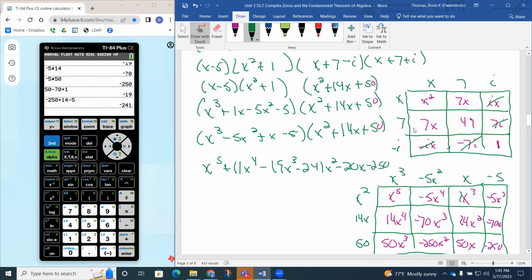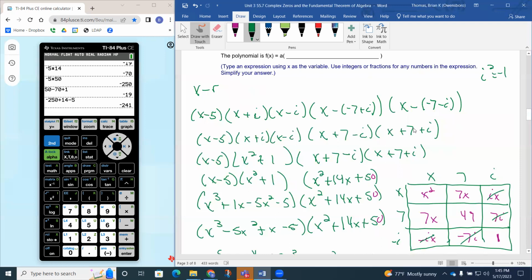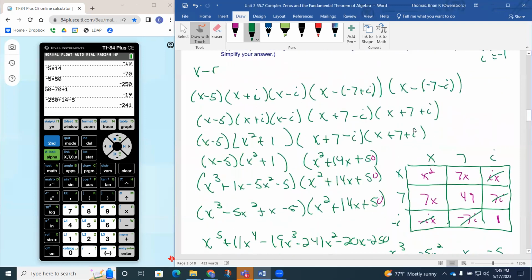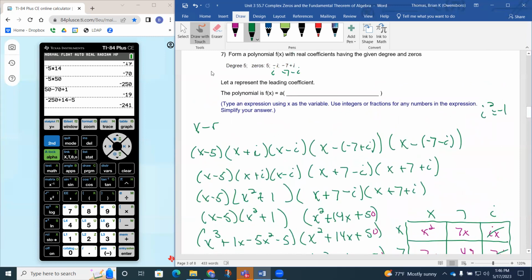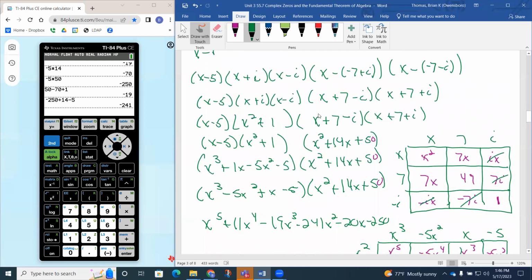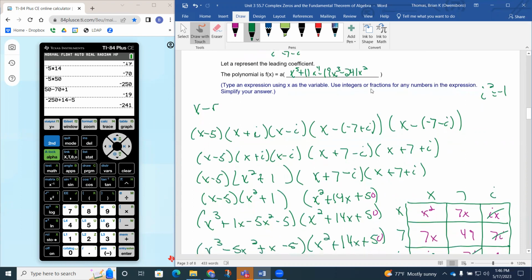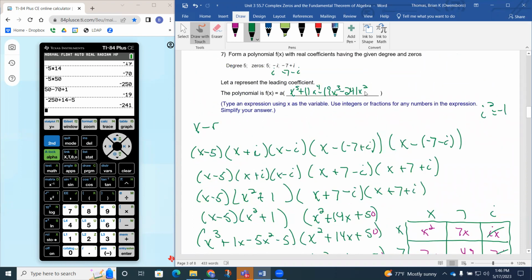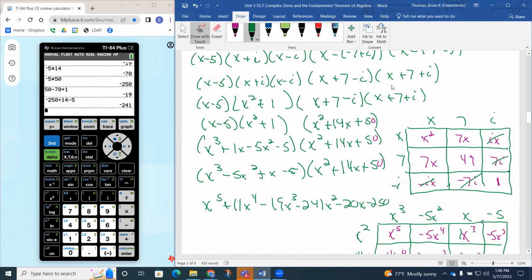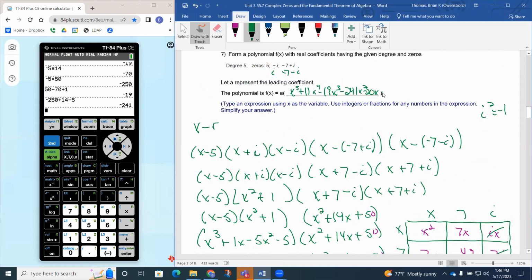So if I come up here, we're about to put that all in. So x to the fifth plus 11x to the fourth, minus 19x cubed, minus 241x squared, minus 20x, minus 250.